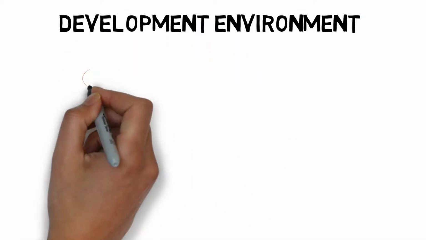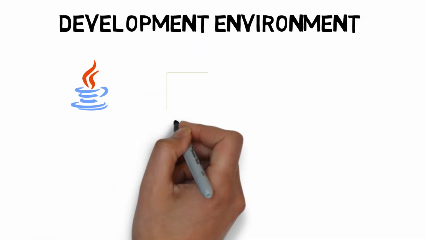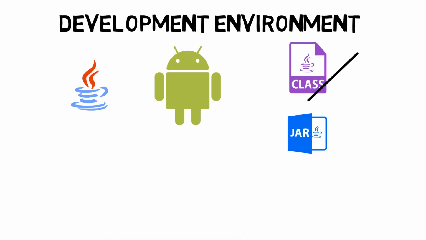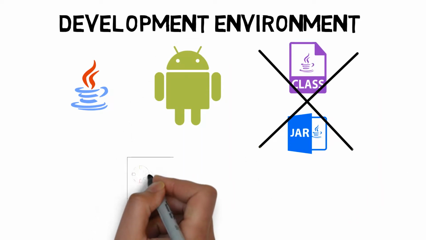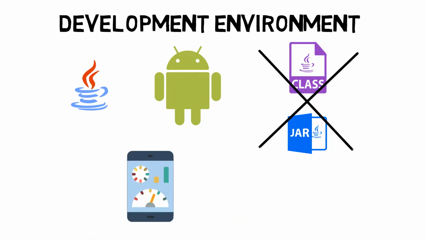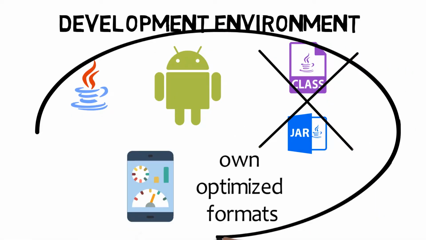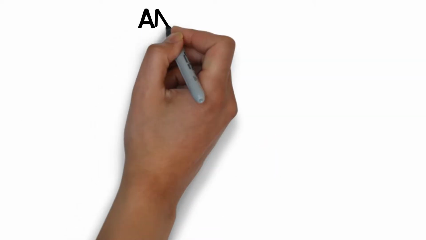Development environment. Java is one of the most popular languages used to develop Android applications. Android devices don't run .class and .jar files. Instead, to improve speed and battery performance, Android devices use their own optimized formats for compiled code. That means you can't use an ordinary Java development environment. You need special tools to convert your compiled code into an Android format, to deploy them to an Android device, and to let you debug the app once it's running. All of this comes as a part of the Android SDK.